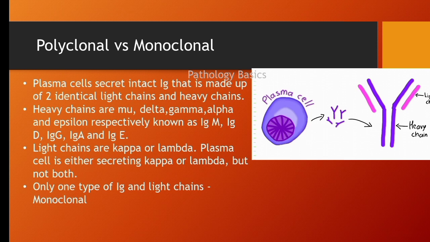So when only one type of immunoglobulin, heavy chain or light chain, secreting plasma cells are found, it is called monoclonal. And when both types of light chain secreting plasma cells and all five types of heavy chain secreting plasma cells are found, it is called polyclonal.